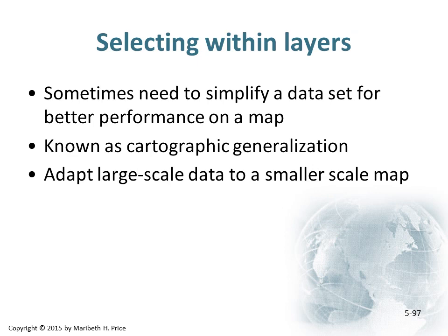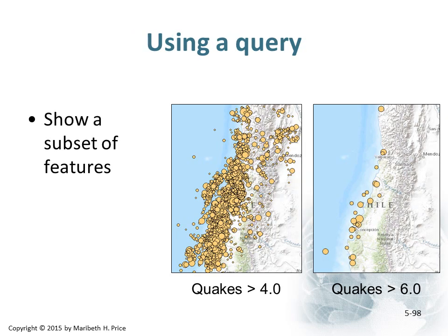Within layers, you can select a lot of data individually, and then you can group things together and generalize it. You can adapt large-scale and small-scale maps to your particular needs. You can use queries to select subsets. In this example, we have all these earthquake data, but if you're only really interested in the big ones, it's best to pull out the big ones and not worry about the small ones.